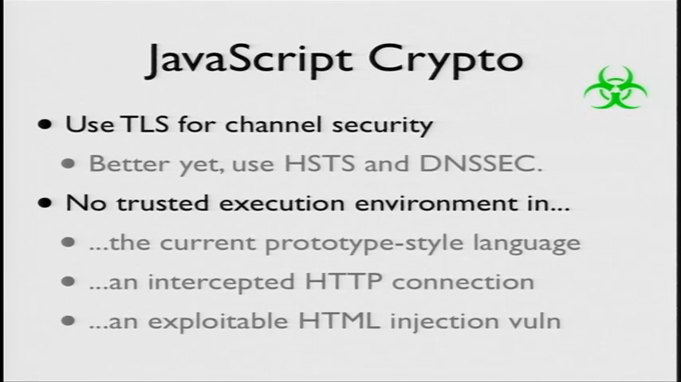For example, if we want to use channel security, we want to use encrypted communications, JavaScript is the wrong place to do it for many, many reasons. First of all, it's already been solved, to a degree, if we want to call it solved, using SSL and TLS. Better yet, we should be relying on something like HSTS and DNSSEC, because those are much more powerful, setting up the end-to-end channel security, identity, and what have you.